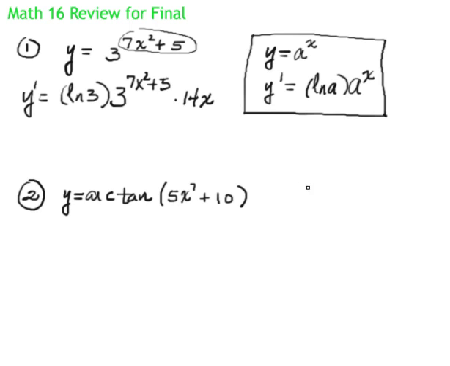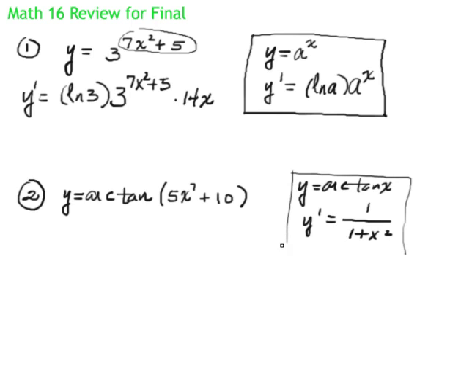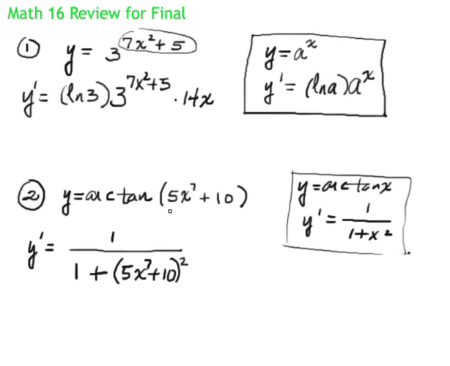Okay, number two, let me remind you of the derivative of arctan. If y is equal to arctan x, y prime is 1 over 1 plus x squared. Alright, so we're going to use that over here. So here we have y prime is equal to 1 over 1 plus this expression squared. And now we'll do the chain rule, multiplied by the derivative of this expression, which is 35x to the 6th.